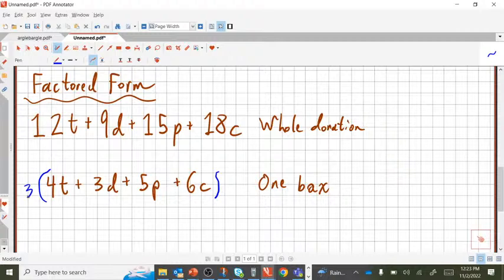Excellent work, Luke. Now here's the point I want to make, and everybody do exactly what Luke just did. You're going to put parentheses around this expression, and then you're going to put a 3 in front of it.